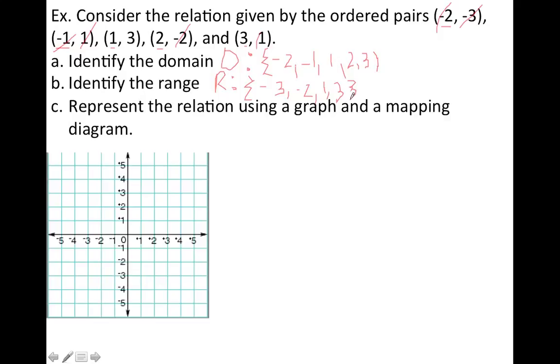Alright, and part C, represent the relation using a graph and a mapping diagram. You go ahead, make the graph, and I will help you with the mapping diagram. Remember, when you're doing the graph, the numbers on the horizontal are your x, and on the vertical are your y, and you always move left and right first, then up and down. Make sure to plot all 5 points. I will help you with the mapping diagram.